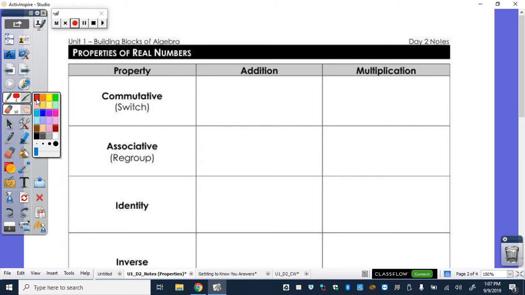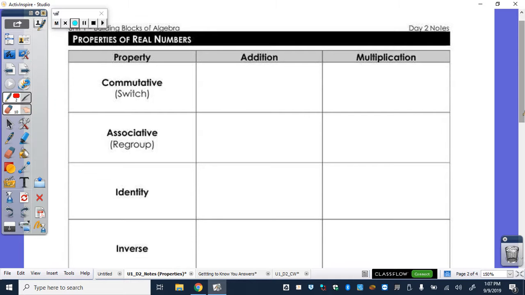All right. Let's go into our properties. These words look familiar, hopefully. Commutative, associative, identity, inverse, distributive. So commutative is our change order, meaning no matter which way you add two numbers, it's going to give you the same answer. 3 plus 4 is 7. 4 plus 3 is still 7, so changing those orders doesn't matter.